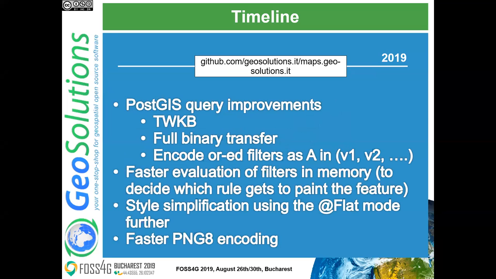Finally, in 2019, we had a second round of work to do. And we made further improvements in talking to PostGIS, in evaluating filters in memory, because a style sheet matches features against the rules, so it evaluates a lot of filters in memory. And we improved the encoding in PNG 8.